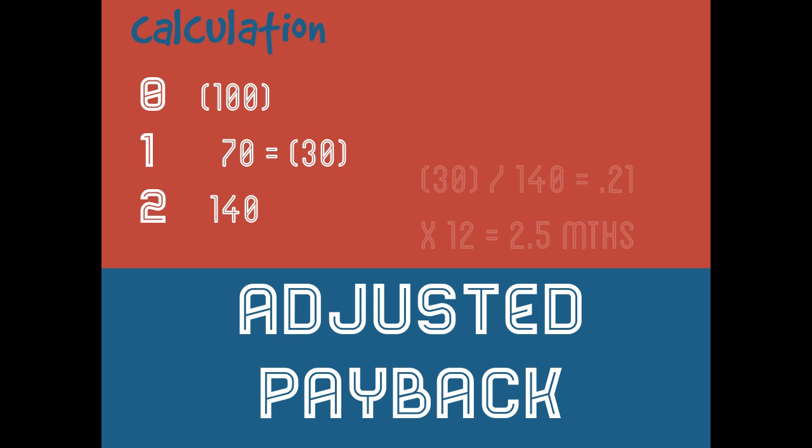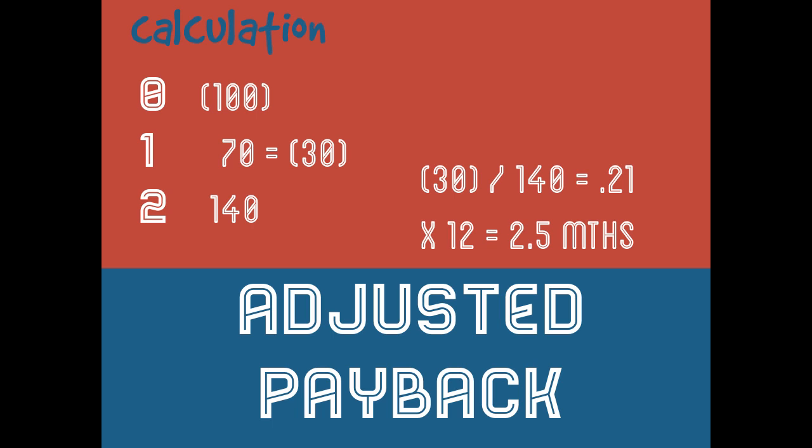But how many months? Well, the negative 30, just divide it by 140, that gets you to 0.21. Don't worry about the negatives. 0.21 times it by 12 to get to the number of months. It gets paid back 2.5 months through year 2. So the payback period using simple payback would be 1 year, 2.5 months.